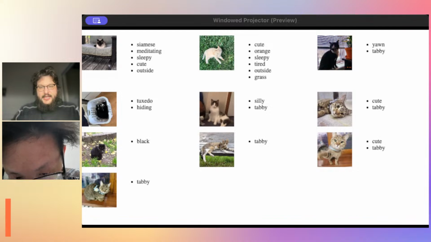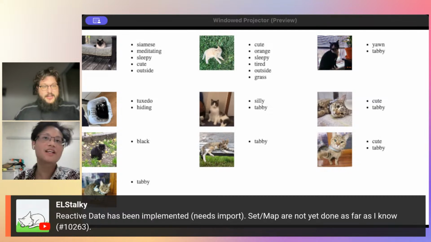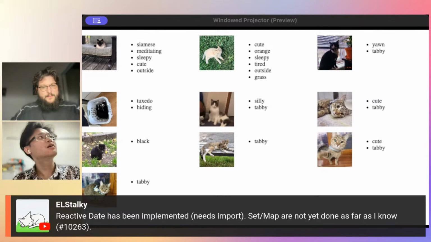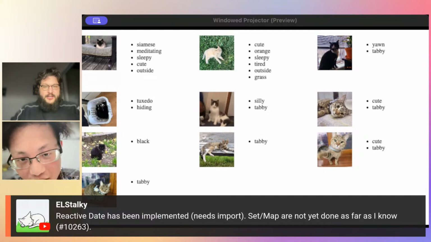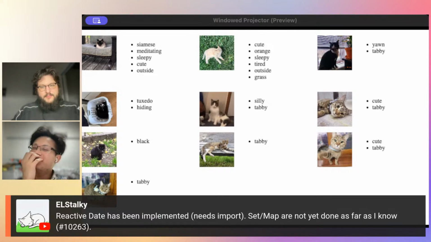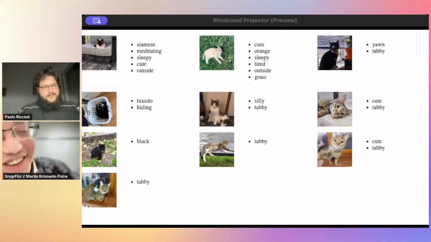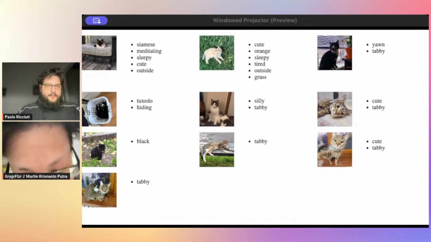Okay, and Saki is saying that reactive date has been implemented. Oh yeah, no, that was last week. I think I did the interactive changelog for it. Set and map are not yet done, as far as I know. Oh yeah, that was why there was a date helper. I guess we're going to have set helpers and map helpers as well then. Yeah, probably.